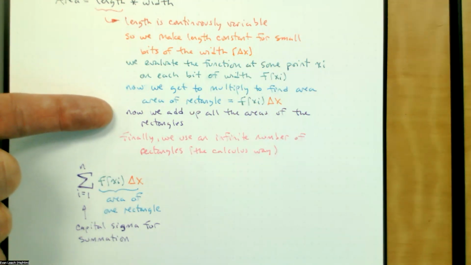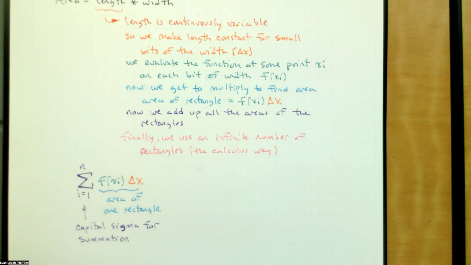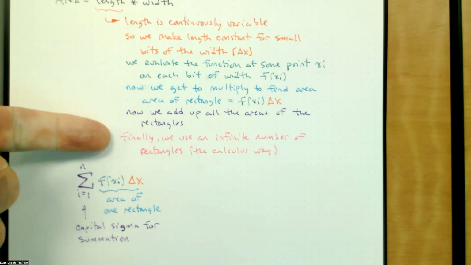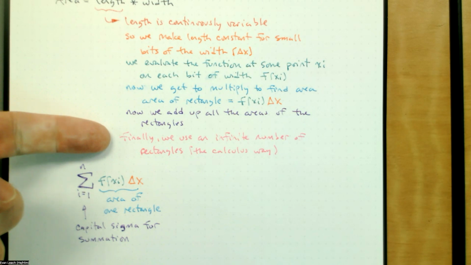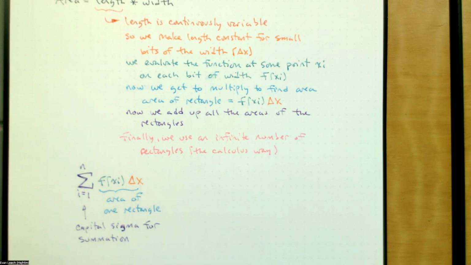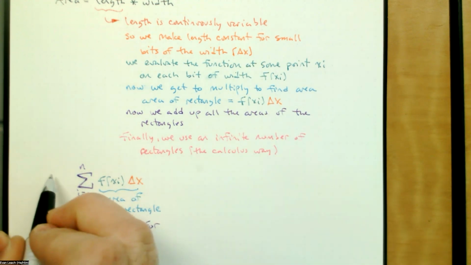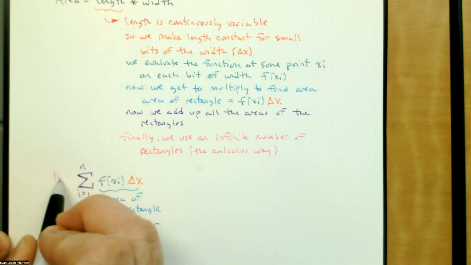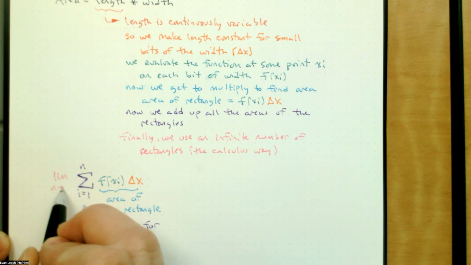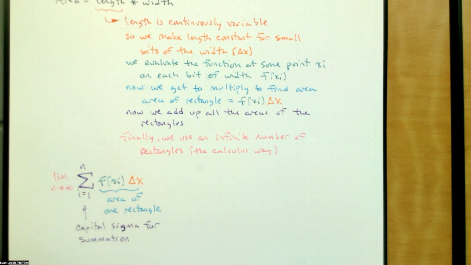Now we add up all the areas of the rectangles. Now we apply calculus. Calculus says do that forever. Finally, we use an infinite number of rectangles. This is the calculus way. Whatever you do to make your approximation better, do that forever. So finally, we do the limit as n goes to infinity. So here we are using an infinite number of rectangles.